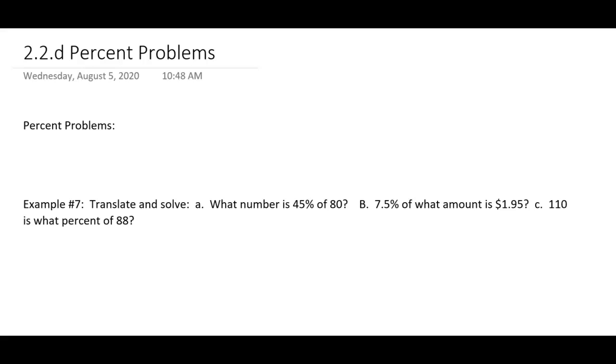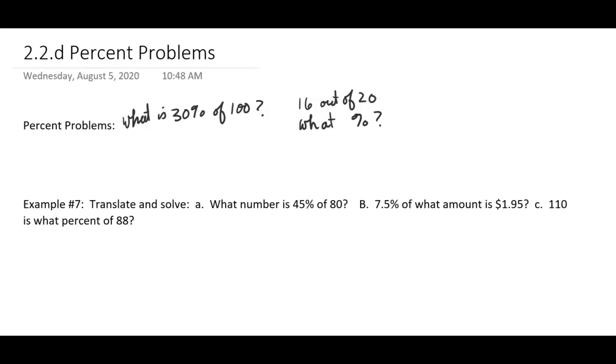Percent problems. So there are three types of percent problems. They could just say something like, what is 30% of 100? So they're just saying, I want to take a percent of some number, and what is that? That's the most straightforward kind. Then they could say, well, I got 16 out of 20 on a test. What percent is that? So they could ask you for the percent.